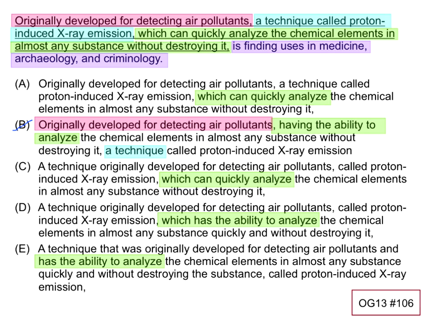Ted's got it. So we've got a technique. Sorry, actually, hold on a second. They changed it. So we've got a technique, and then we've got that, which originally developed for detecting air pollutants, and has, I'm going to circle these. These are the two that are parallel. Has the ability to analyze the chemical elements in almost any substance quickly and without destroying the substance. Called proton-induced X-ray emission is finding useless. So what's going on there? What can we tackle there? Is there anything we can attack?